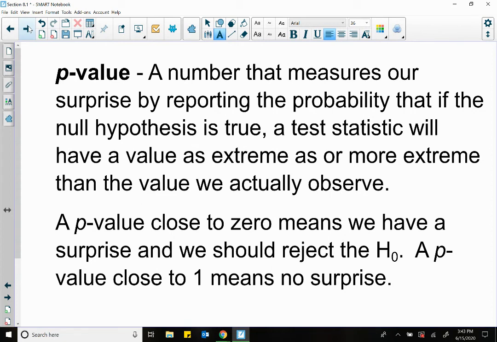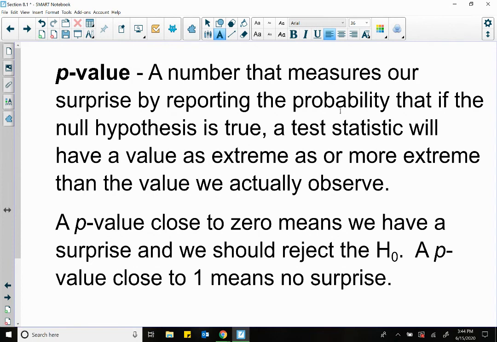So the p-value is a number that measures our surprise by reporting the probability. It's a probability that if the null hypothesis is true, a test statistic will have a value as extreme as or more extreme than the value we actually observed. We're going to talk about this as we dive in more. The big thing is more into this in 8.2, 8.3, and 8.4.